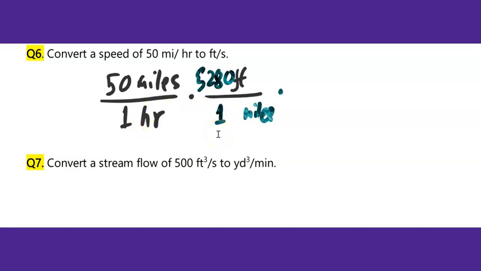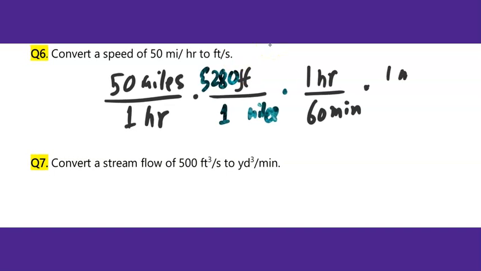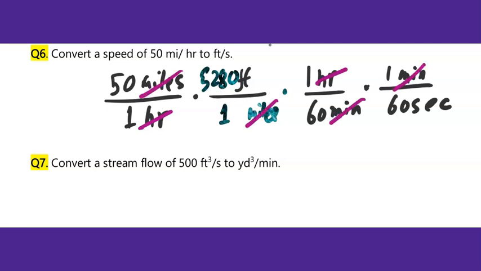So let's talk about the time units. 1 hour is 60 minutes, and by doing that, hour cancels. I need per minute in the answer, but I need the answer per second. So I do again 1 minute divided by 60 seconds. If you do that, hour cancels, minute cancels, miles cancel, and your answer is going to be feet divided by seconds, so feet per second.